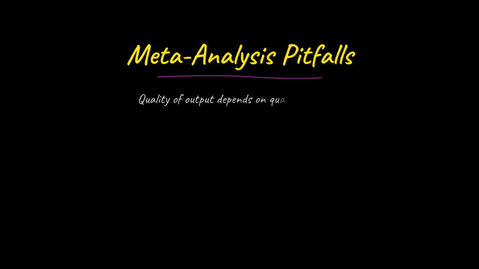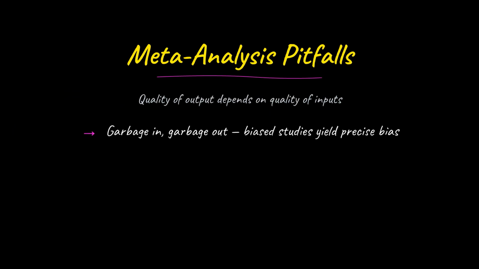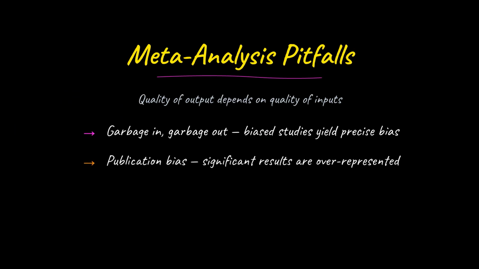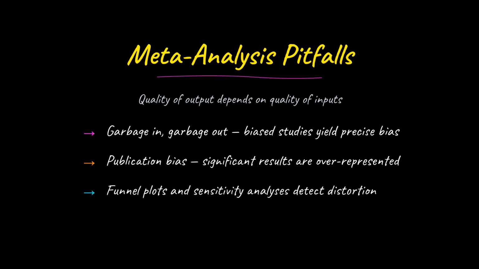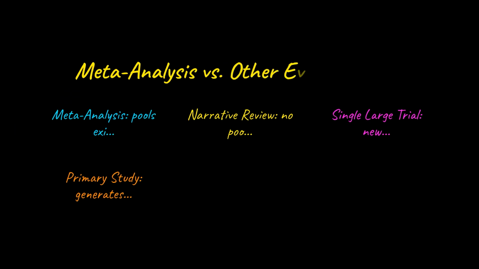The key exam trap is assuming every meta-analysis is correct. A meta-analysis of biased studies produces a precisely biased estimate. Publication bias distorts results when significant findings are overrepresented. Tools like funnel plots and sensitivity analyses help detect these problems, but only when carefully applied.